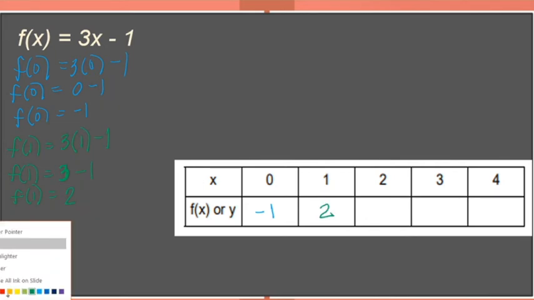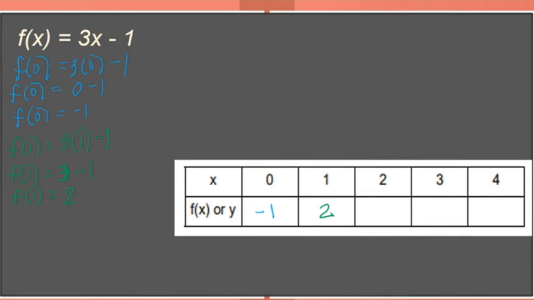Next is, ay naku, malabo ito. F of 2 is equals to 3 times 2 minus 1. F of 2 is equals to 3 times 2, that is 6, minus 1. So, f of 2 is equals to 5. Ito ay 5.